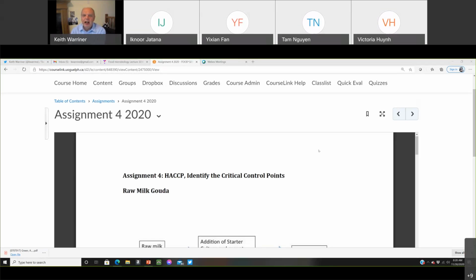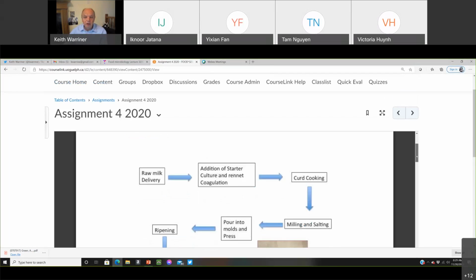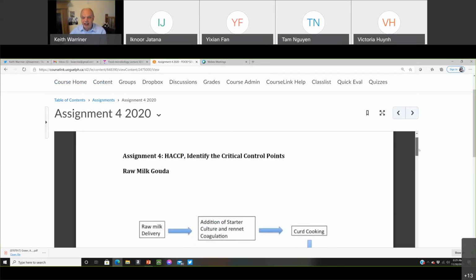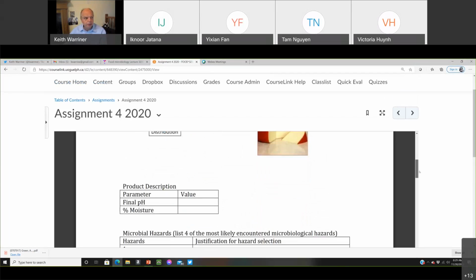All right. And whilst we're on the course link, I just want to bring your attention to assignment 4, which is a final assignment. And as we mentioned on Friday, it's about choosing the CCPs. So in this one, what I've done is I've given you the flow diagram to make a raw milk cheese, Gouda to be exact. And all you have to do is look at the product description.